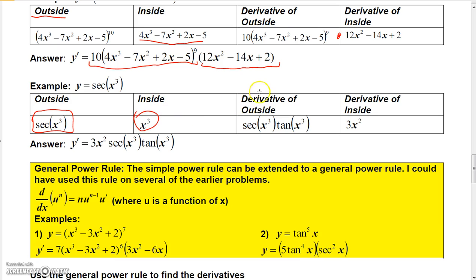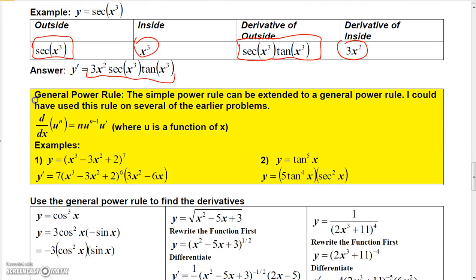So the derivative of the outside, well, you have to say, what's the derivative of secant of an argument? Well, if you go back to the derivatives for trig functions, the derivative of secant u is actually secant u tangent u. So that would be secant x cubed tangent x cubed. But then what's the derivative of this inside? It's 3x squared. So put it all together, multiply the derivative of the outside times the derivative of the inside, you get 3x squared times secant x cubed tangent x cubed.